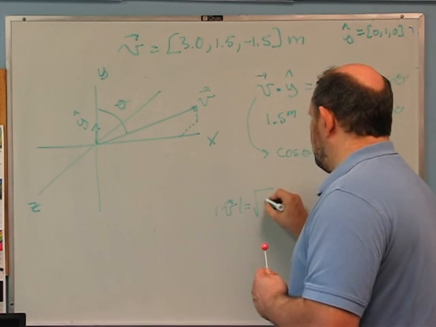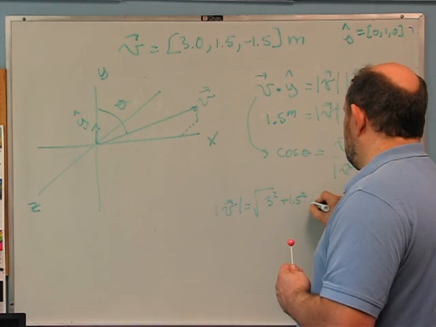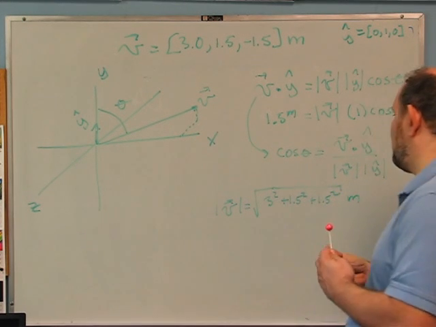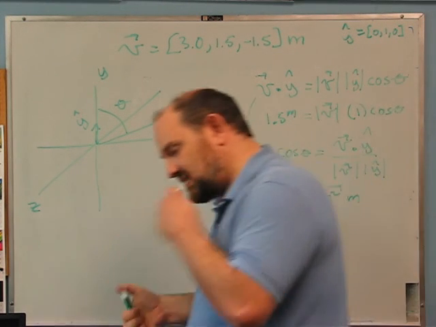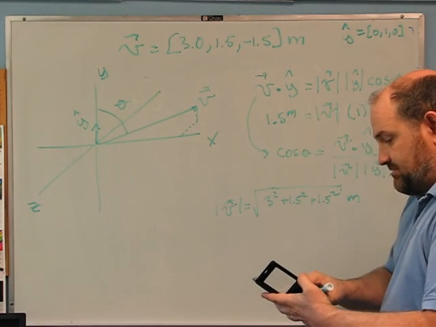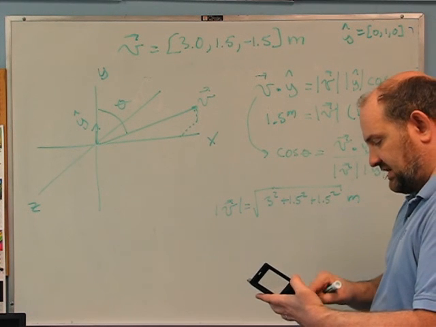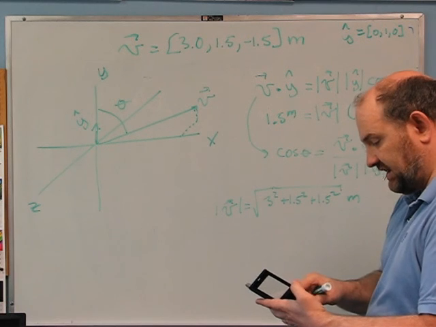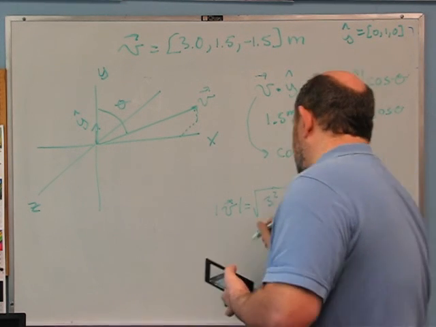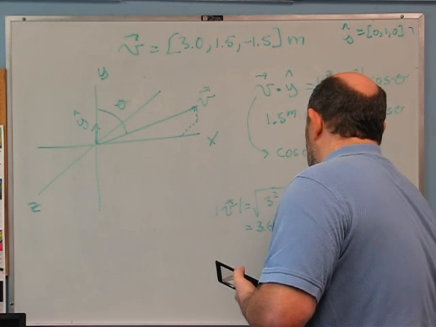That's going to be the square root of 3 squared plus 1.5 squared plus another 1.5 squared meters. That's the magnitude of v. So let's do that. 3 squared is 9. 1.5 squared is 2.25. So I add 2 of those plus a 9. I get 13.5. I take a square root. I get the magnitude of v is 3.674 meters. So now I can plug in.